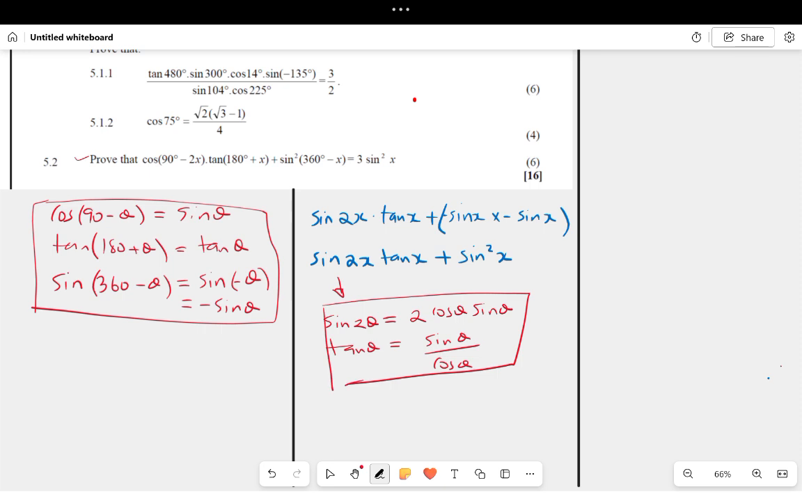Now, we're going to rewrite this again. Instead of sine 2x, I'm going to write this as 2 cos x sine x, multiplied by sine x over cosine x, then plus sine squared x.